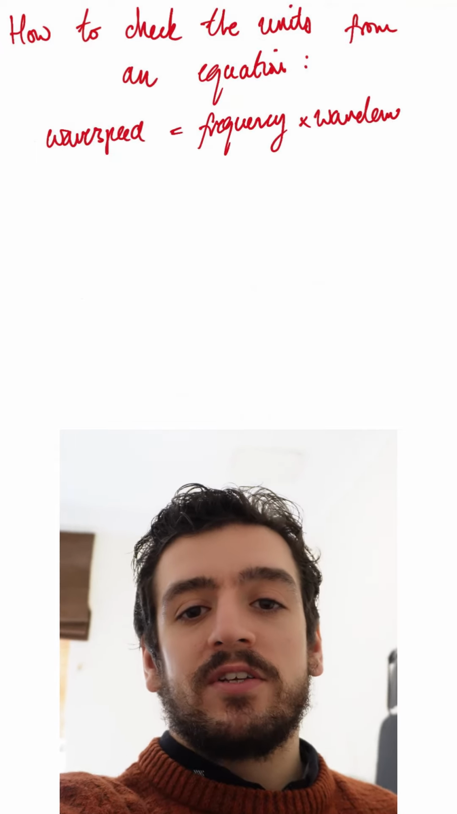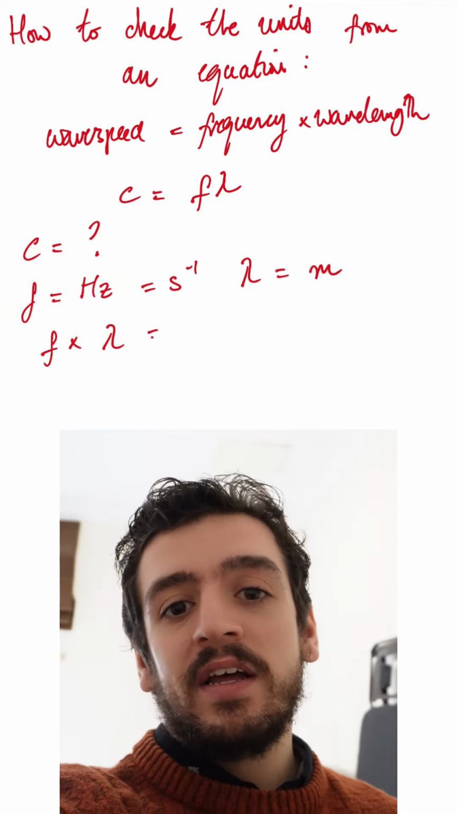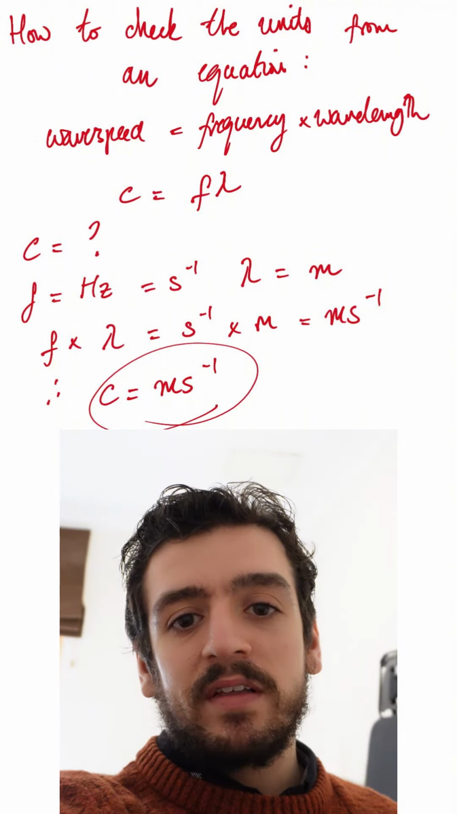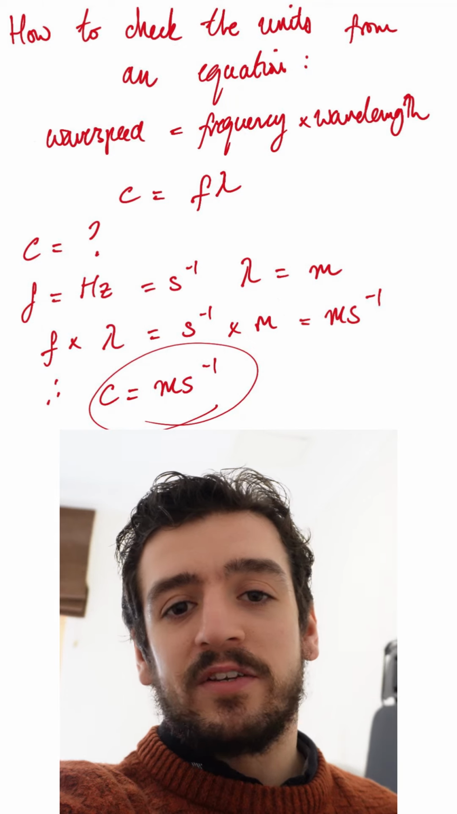So the other day with a student, I was looking at an example where he was trying to remember the wave equation. So the wave speed is equal to frequency times wavelength. And he couldn't tell if it was supposed to be frequency times wavelength or frequency divided by wavelength.